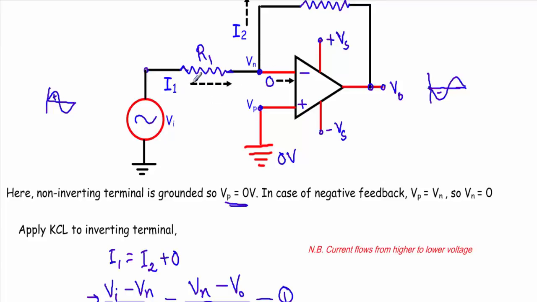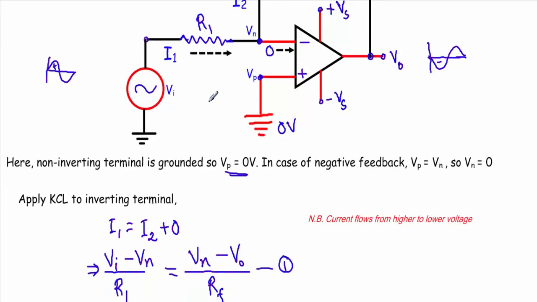Now see, what is I1? I1 is the current flowing through this path. As you know, current always flows from higher voltage towards lower voltage. Therefore, to write the equation of I1, I will take the voltage difference between this terminal and this terminal, which will be Vi minus Vn, and divide it by R1, which is Ohm's law.